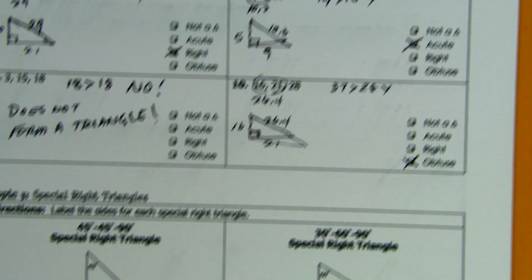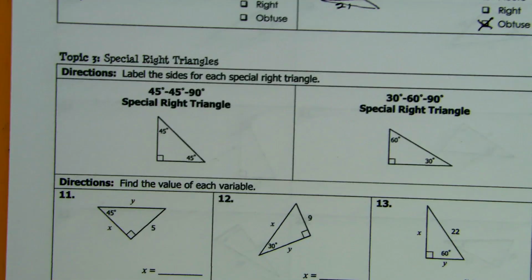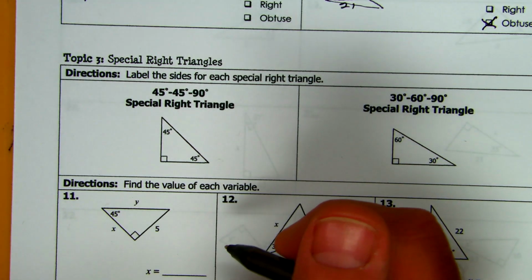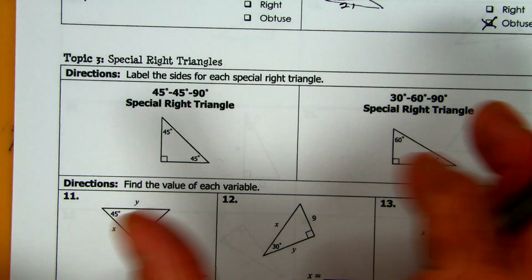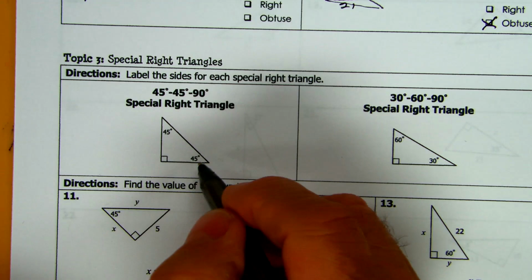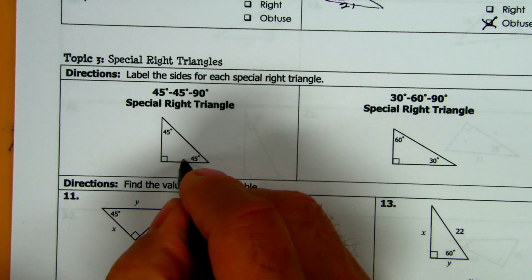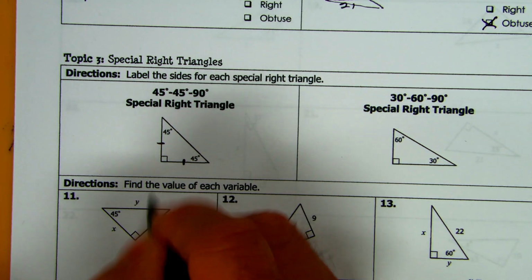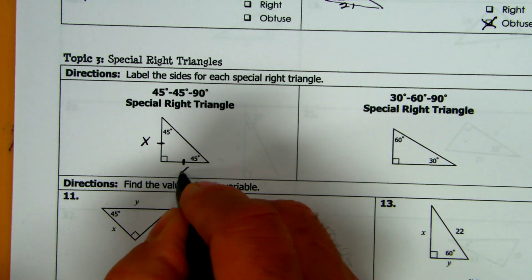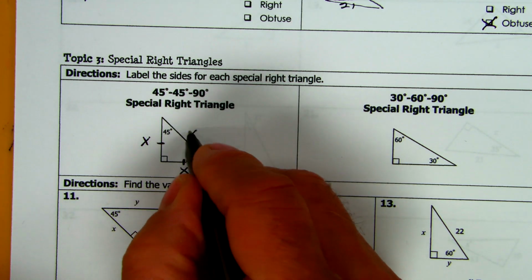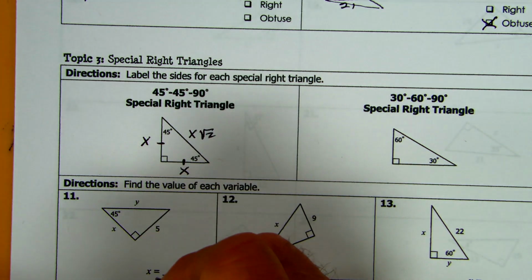Now we'll move to topic 3, special right triangles. Now, in working problems that involve special right triangles, we always have to put the template on our triangle. So here we know in a 45, 45, 90, these two sides are congruent. So this would be x, this would be x, and this, if you did the Pythagorean theorem on the legs, you get x times the square root of 2.